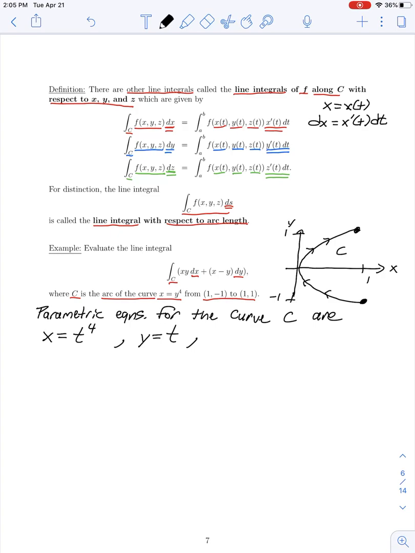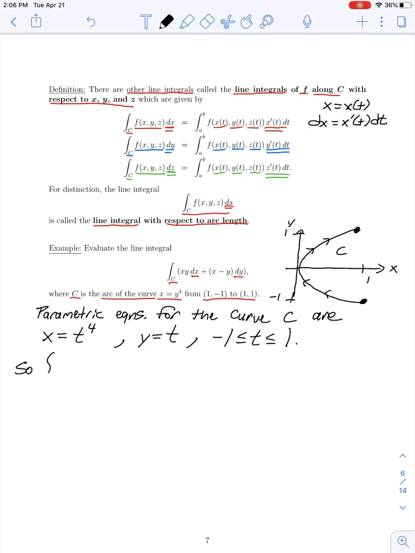So here we're ranging from the point 1, -1 to 1, 1. So that first point 1, -1 has a y value, or a value of t, of -1. And the second point has a value of t of +1. So our range of t values would be from -1 to +1. So let's see if we can set up an integral for the line integral we're given here.